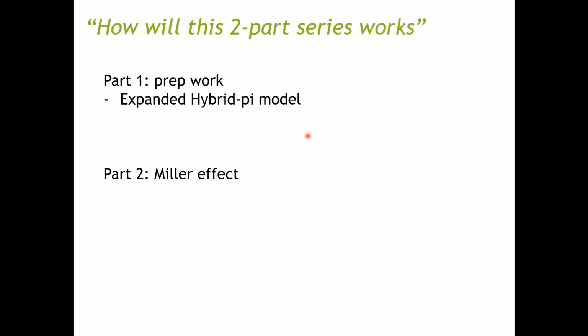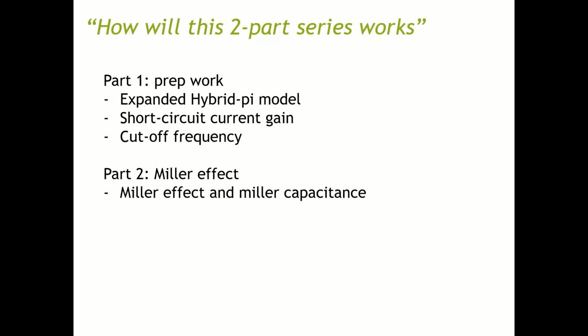So in part 1 we expand our hybrid pi model, because now we consider all the internal components, internal resistance and capacitance inside the transistor. We will study the short circuit current gain and the cutoff frequency due to those components. Then we will examine the Miller effect and the physical origin of the Miller effect.